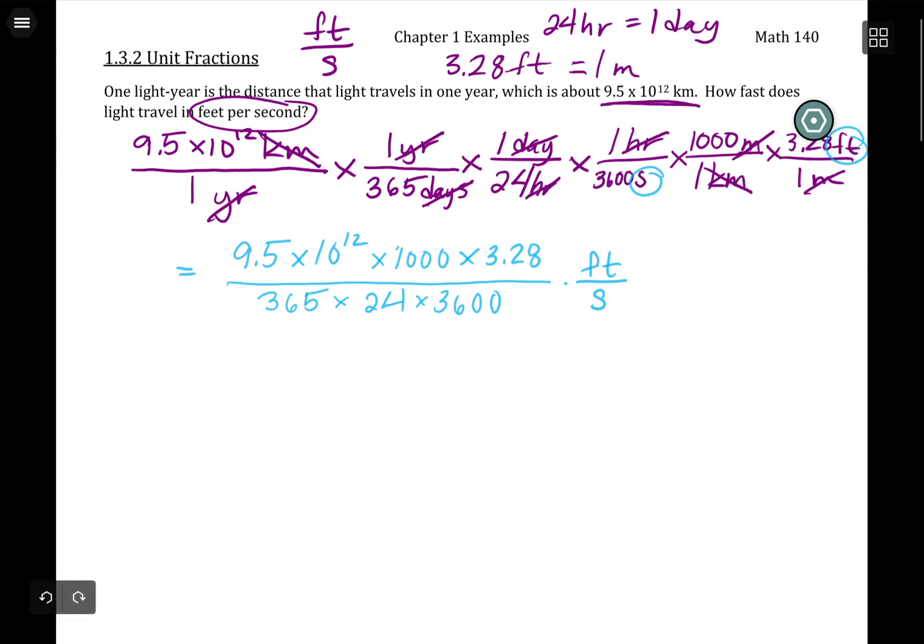You could do some rewriting if you want to, just reviewing our scientific notation. This is the same as 3.28 times 10 to the third, so you could do a little bit of that. Personally, at this point, I would just plug it into my calculator, and I would say, because I did this in advance, 9.83 times 10 to the 23rd feet per second. So very, very fast, which we hopefully aren't surprised by.